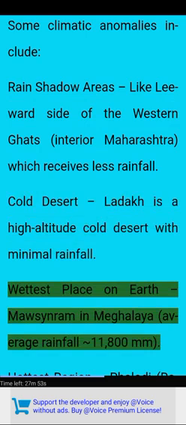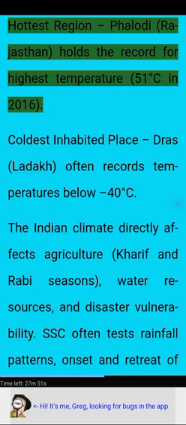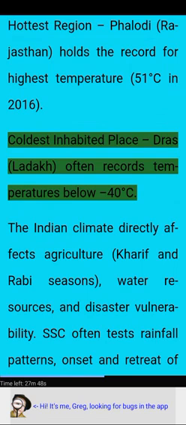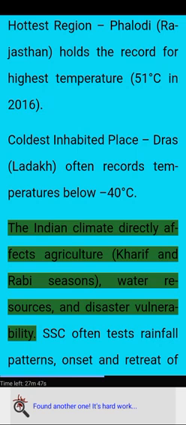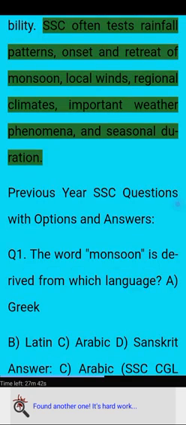Wettest place on Earth. Mawsynram in Meghalaya, average rainfall approximately 11,800 millimeters. Hottest region. Lodi, Rajasthan, holds the record for highest temperature, 51 degrees Celsius in 2016. Coldest inhabited place. Dras, Ladakh, often records temperatures below -40 degrees Celsius. The Indian climate directly affects agriculture, kharif and rabi seasons, water resources, and disaster vulnerability. SSC often tests rainfall patterns, onset and retreat of monsoon, local winds, regional climates, important weather phenomena, and seasonal duration.